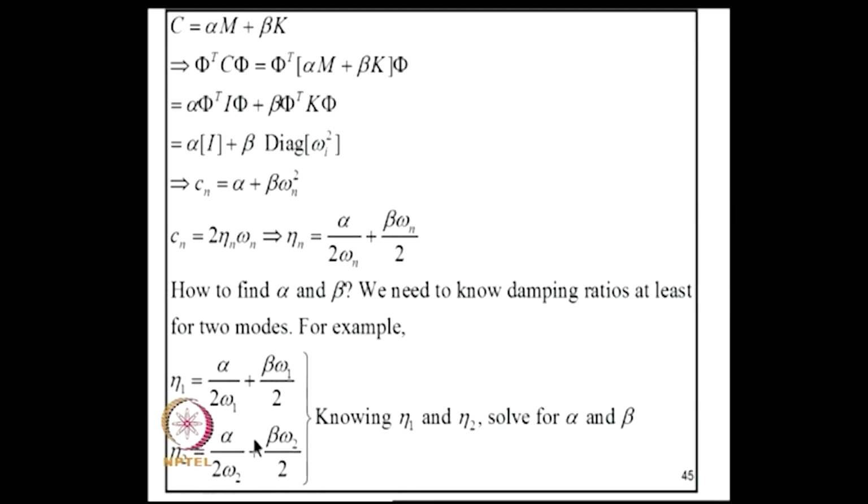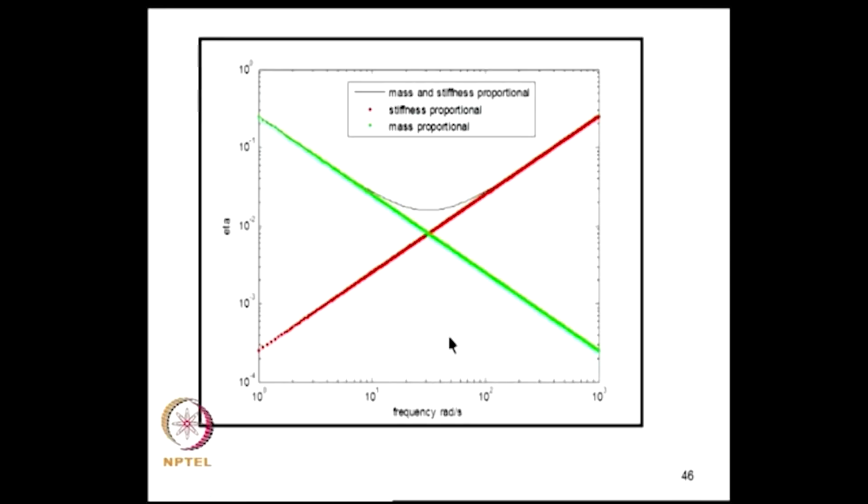The moment alpha and beta are found, what happens to eta 3, eta 4, eta 5, etc.? They will emerge from this relation. If I plot it, it will look like this. The red line is with alpha equal to 0 and this is with beta equal to 0. So, this is mass proportional, this is stiffness proportional, and the black line that you see here is when both alpha and beta are non-zero.